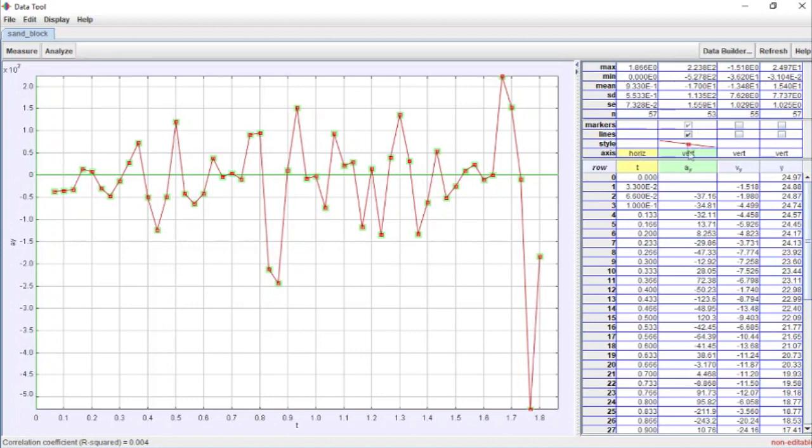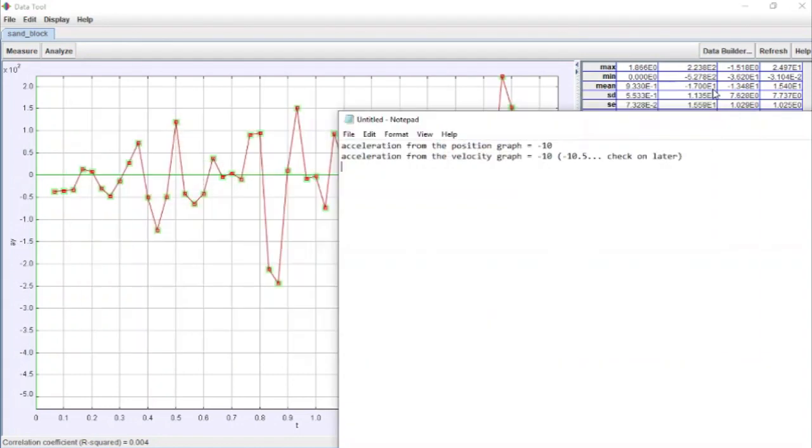So I come over here to my acceleration, and I see that my mean value, my average, is about negative 1.7 times 10 to the 1. So I come over here, and my acceleration from the acceleration graph is equal to about negative 17. And this is where we want to start to look and compare these values because here I had a negative 10, here I had a negative 10.5, and you might have been worried, oh no, my numbers don't match. Well, these are pretty close compared to this negative 17.